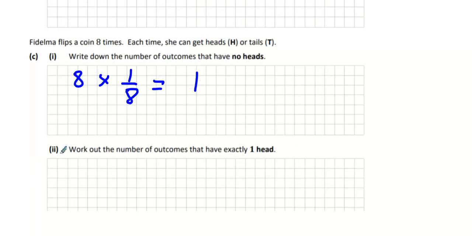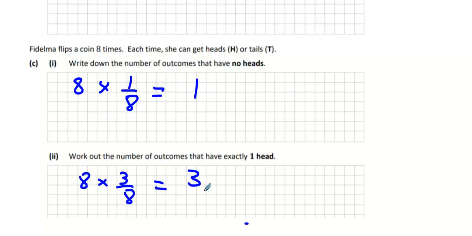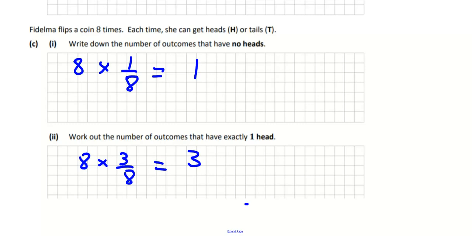Okay, part 2. Work out the number of outcomes that have exactly 1 head. She tosses the coin 8 times. If you flip a coin 8 times, the number of outcomes that will have exactly 1 head is going to be 8 multiplied by 3 out of 8, which is the probability of getting 1 head, as we see above, which would be 3 outcomes.